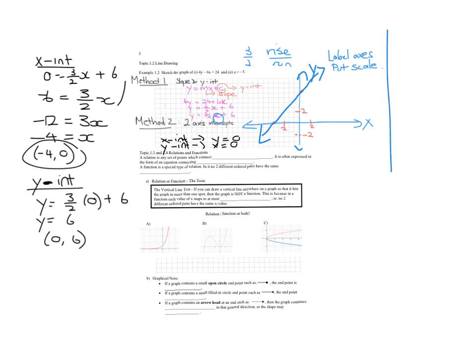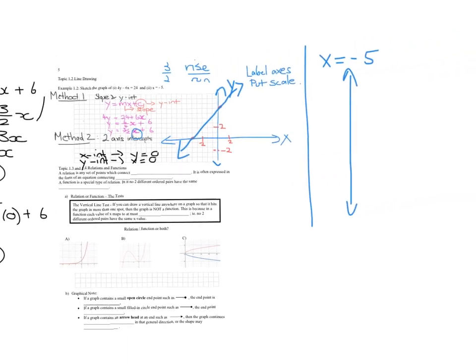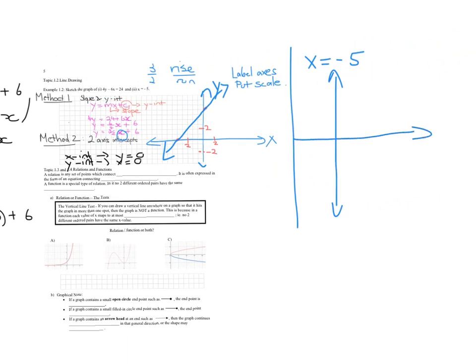Our final question here is plotting the graph of x equals negative 5. Don't be confused by this. If you've got x equals negative 5, that means for every single point on that line, x equals negative 5. x never changes. So what must that mean? That must mean that it's a vertical line.